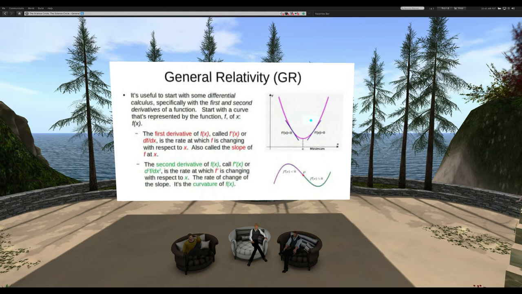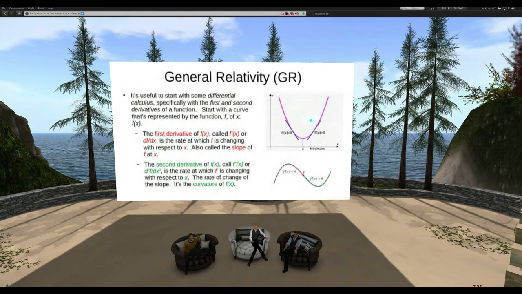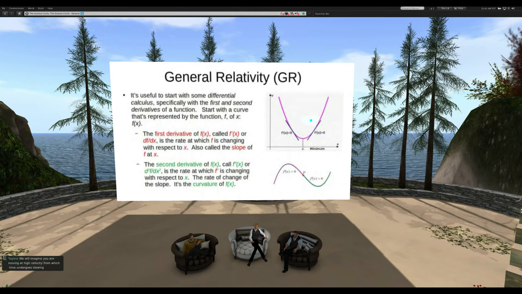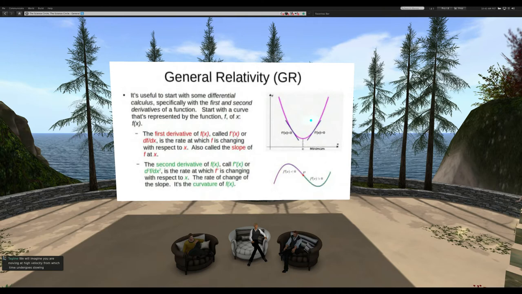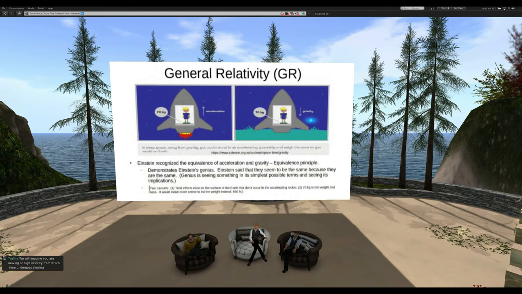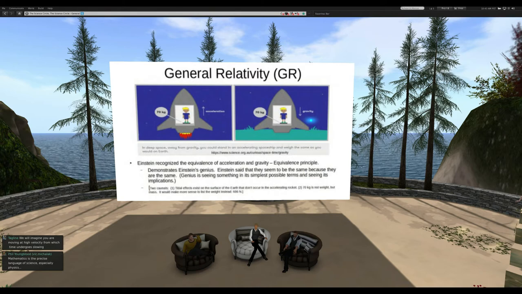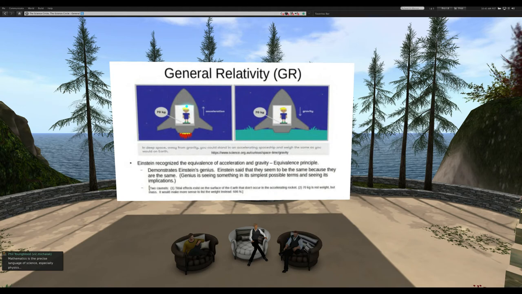So I'll start off with some calculus, and I really know how to captivate an audience. This is a great way to start any presentation. So we have a function f of x, which represents a curve. Here I see two examples of curves. The first derivative is basically the slope at each point. It's the rate of change of f with respect to x. The second derivative is the rate of change of the slope. So it's basically the curvature. Remember that the second derivative is curvature, because that's relevant to what's coming next.